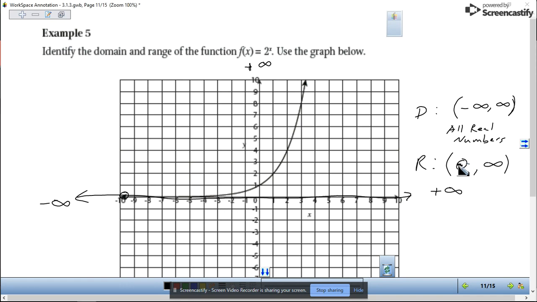Okay, we always go from bottom to top. So it goes from 0 up to positive infinity. Okay? So that is your range, from 0 to positive infinity. All right? And we'll do some more examples with that as we go forward.